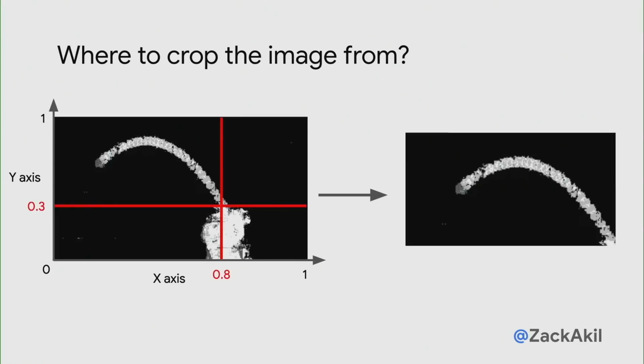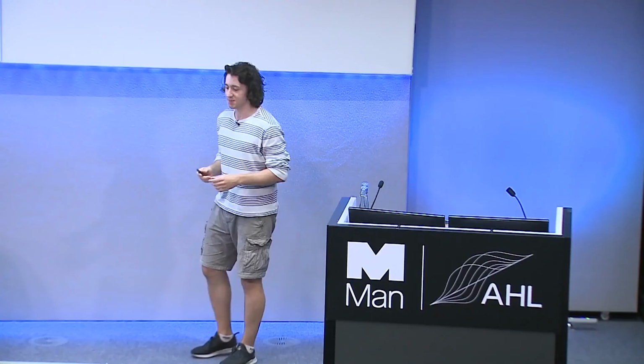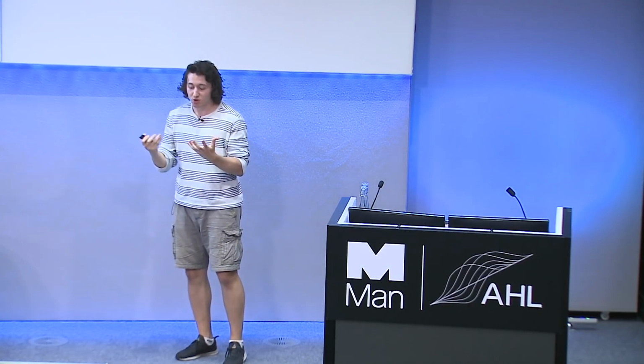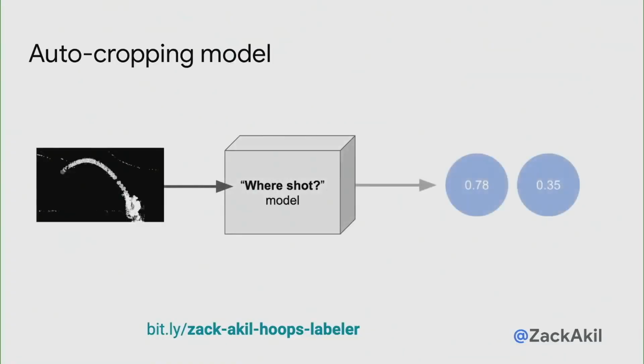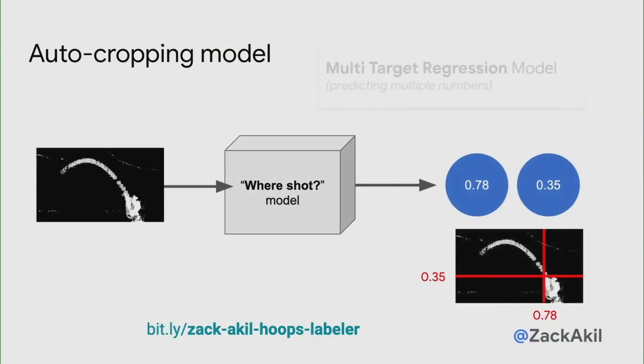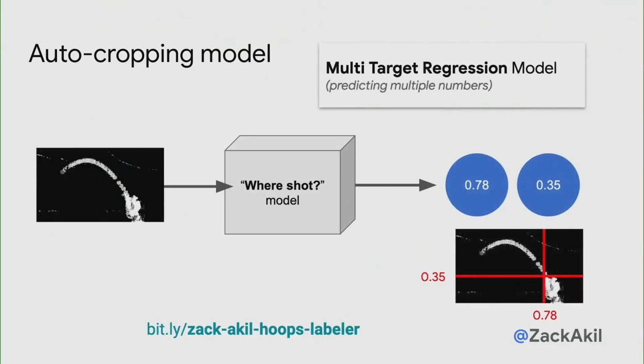So I need to predict two numbers, the x coordinate and the y coordinate of the base of the shot. And I can just in code say, okay, crop from this position. And the auto cropping model then is not a classification model, it's actually just a regression model. Where's the shot? Predict me two numbers though, not just a single number, 2 for x and y. I didn't actually know this when I built it. It is apparently called multi-target regression. So yeah, good thing to note.